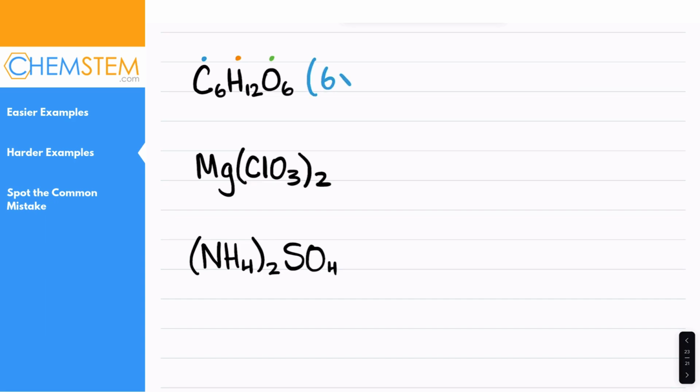There are 6 carbon atoms, so we're going to do 6 times carbon's number. We're going to add to that, and now we've got hydrogen. There are 12 of them, so 12 times hydrogen's number. Add to that, and now we've got another 6 for oxygen. That's a lot of different atoms in a molecule of glucose, which means it's probably going to have a decently large molar mass. Let's see what numbers we would fill out.